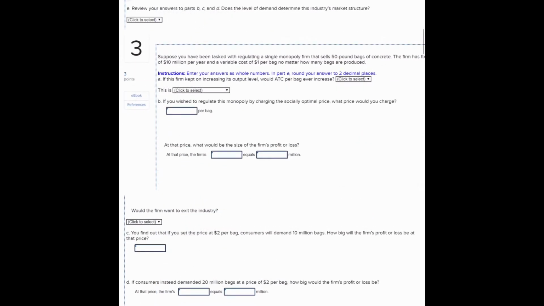Part E, review your answers to Part B, C, and D. And does the level of demand determine the industry's market structure? And clearly the answer is yes, 1,000 firms versus one firm. And that is not a change in price, that is a change in the quantity demanded at that price. And so this is going to be a clear yes.